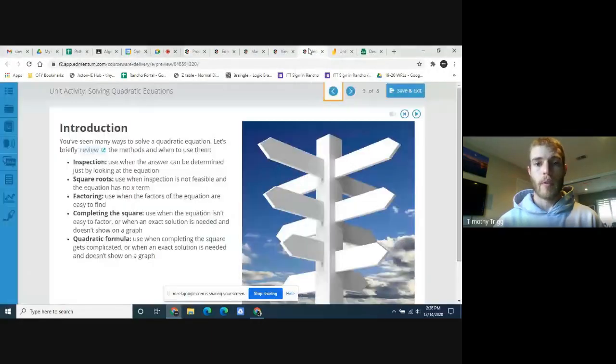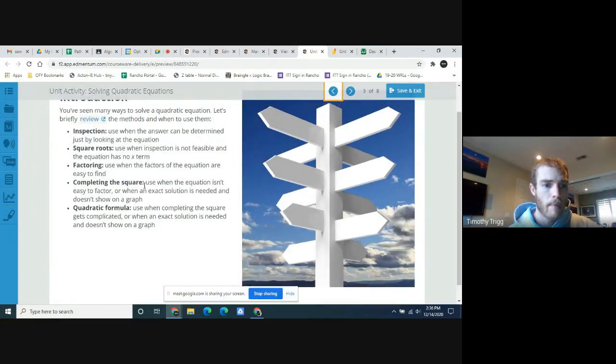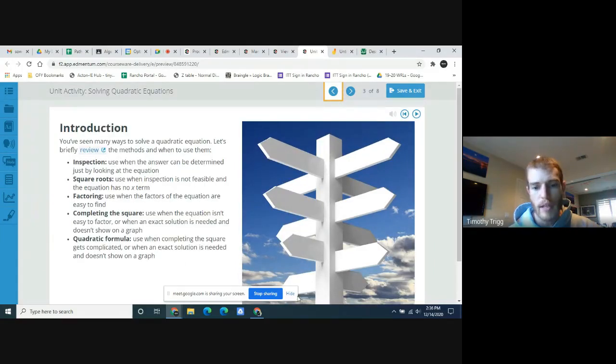So let's go ahead and read the introduction. You see many ways to solve a quadratic equation. Let's briefly review some of the methods and when to use them. We're actually going to go over each of these as we go, but it says inspection, use when the answer can be determined just by looking at the equation. So if you could do it mentally.